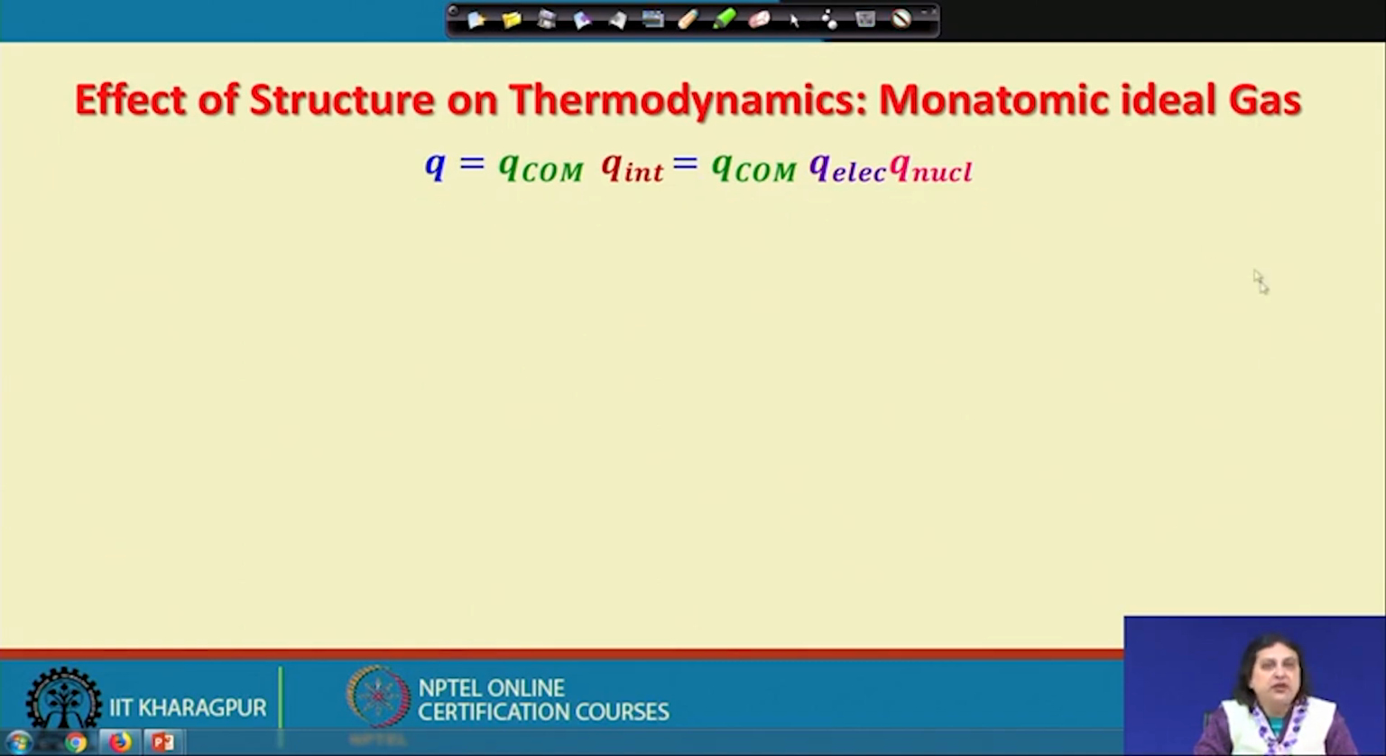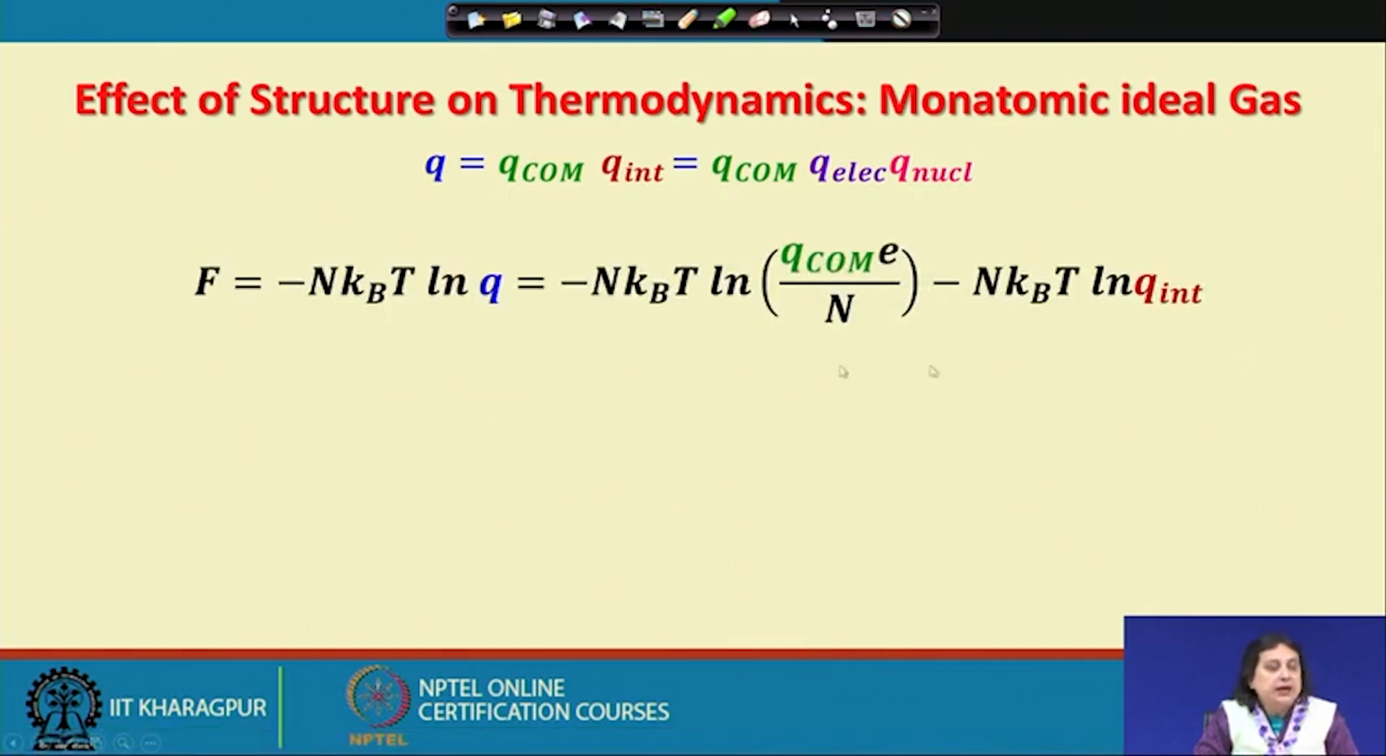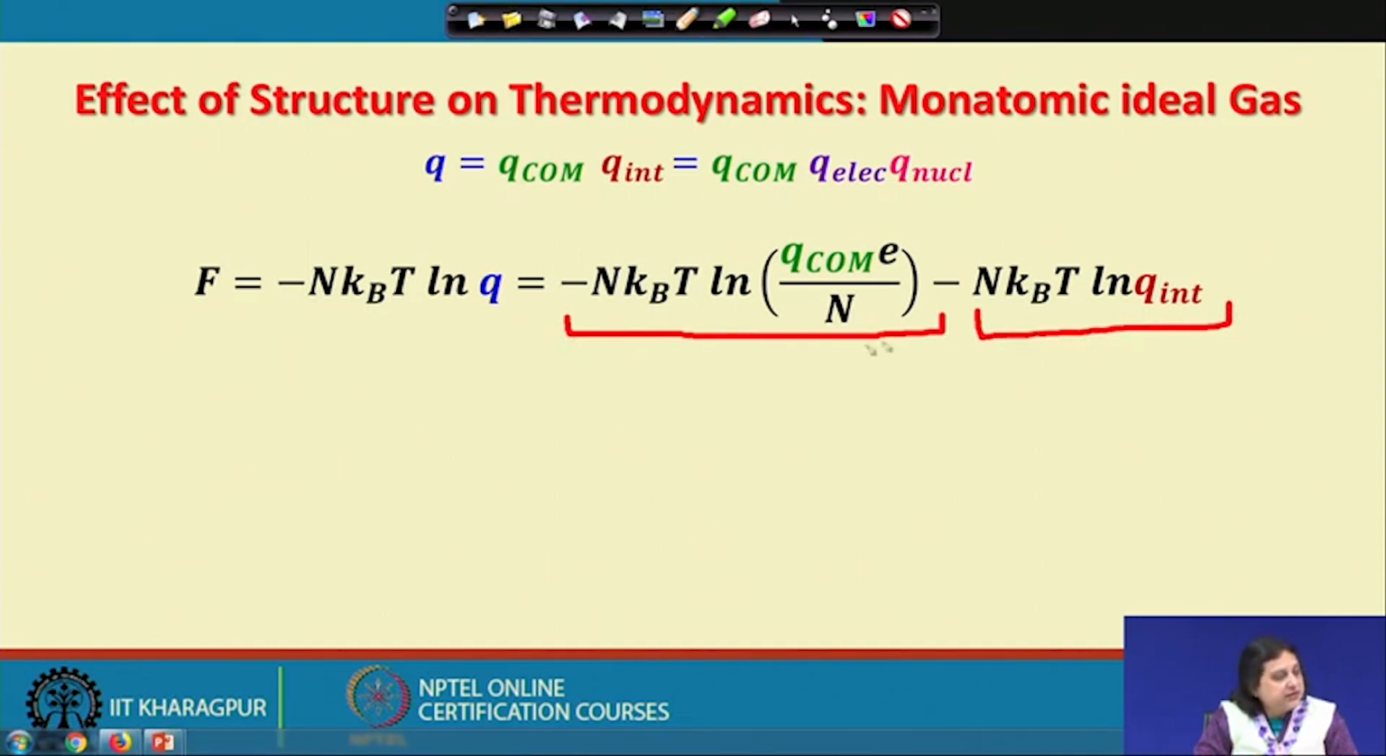The result of this partitioning was that F, which is related to capital Q, which in turn is related to small q, can now be written as a contribution of two terms. This is the first term and this is the second term. The first term involves the single particle partition function corresponding to the center of mass, and the second corresponds to the single particle partition function for the internal structure of the molecule.